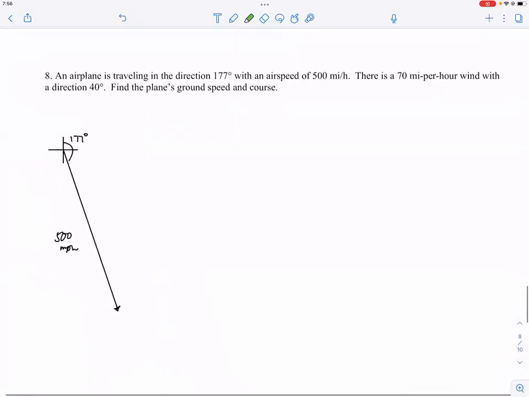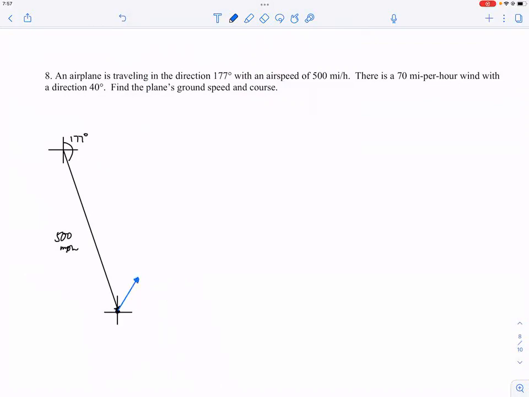There is a 70-mile-per-hour wind with a direction of 40. Because it's going to work on the plane, we have to connect the vectors together from head to tail. Now, north is 0. Remember, north is 0. So if I draw a cross right here, this is the current plane location. And then we say, all right, 40 degrees for 70 miles per hour. So let's say something like this.